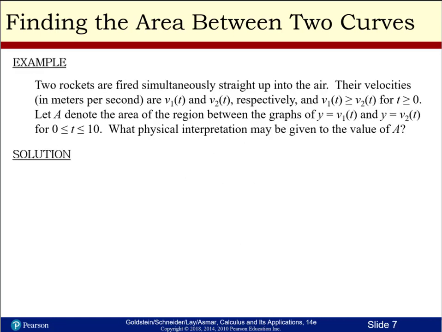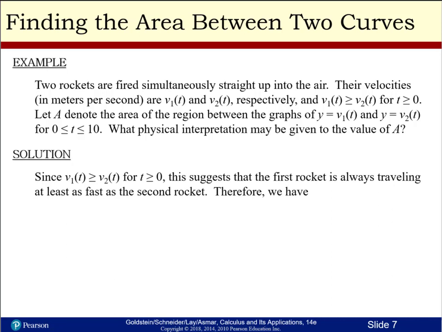So for another example, we're looking at two rockets that are fired simultaneously straight up in the air, and their velocities are given in meters per second, and they're v1 of t and v2 of t. So one rocket, two rocket. And respectively, v1 of t is greater than v2 of t for t greater than 0. So that means v1 of t is on top. Okay. Let A denote the area of the region between the graphs of y equals v1 of t and y equals v2 of t for t between 0 and 10 inclusively. What physical interpretation may be given to the value of A?